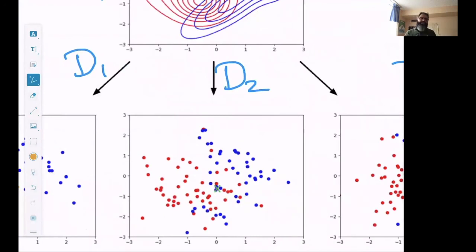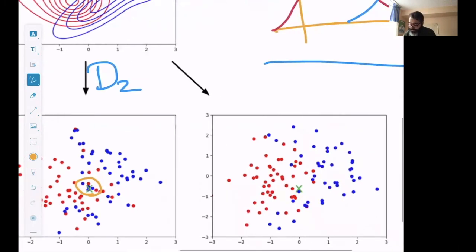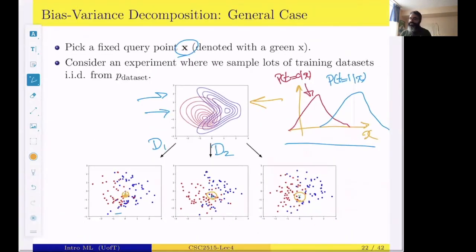Now I have another data set. Because of the randomness of the sampling process, the neighbors are a bit different, right? When I look at it, my label for that green query point, the output of my classifier, might be different. The same for this third case. So the point is that when you get different random samples of the data set, your algorithm, even for one single query point, may give you different results. So there would be some kind of variance in it, and we want to talk about that variance.